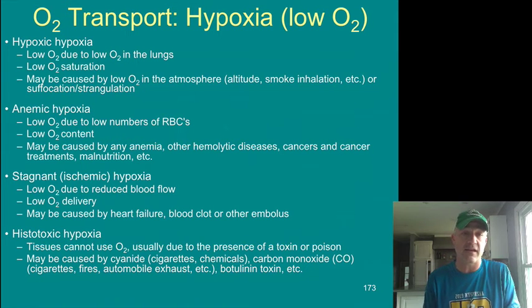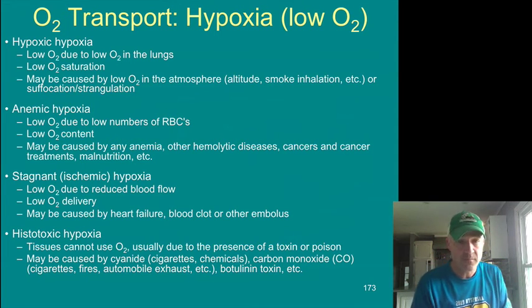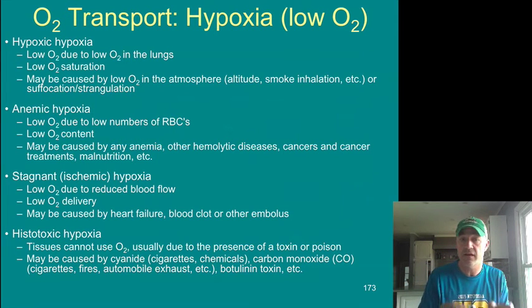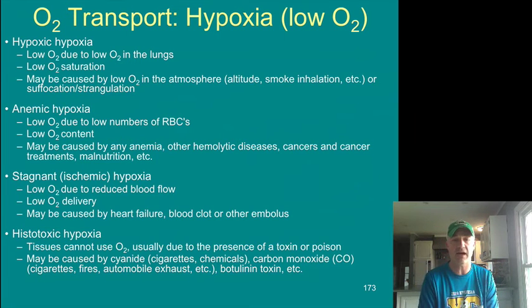Anemic hypoxia is the idea that there is plenty of O2 in the atmosphere, you just have an inability to carry it due to low numbers of red blood cells or incorrect hemoglobin, things like different hemolytic diseases. Stagnant hypoxia, or ischemic hypoxia: there's plenty of O2 in the air and plenty of ability to carry it, just your blood flow is not moving. Heart failure, a blood clot, something that's not letting that blood travel to the area that needs it, makes it hypoxic.